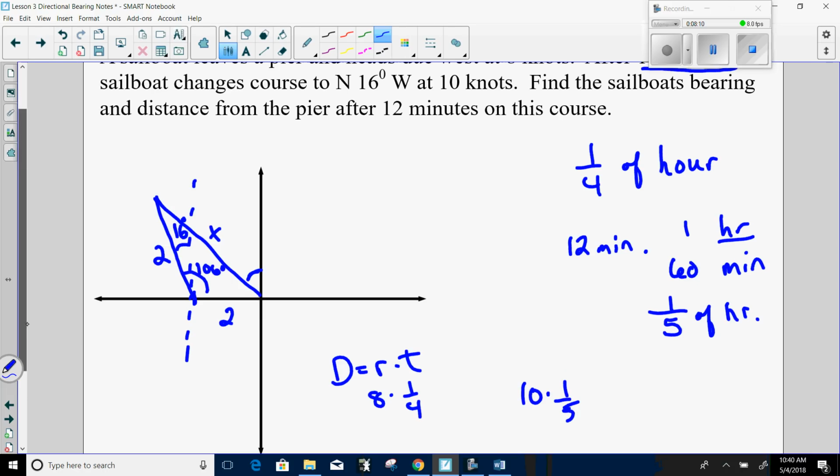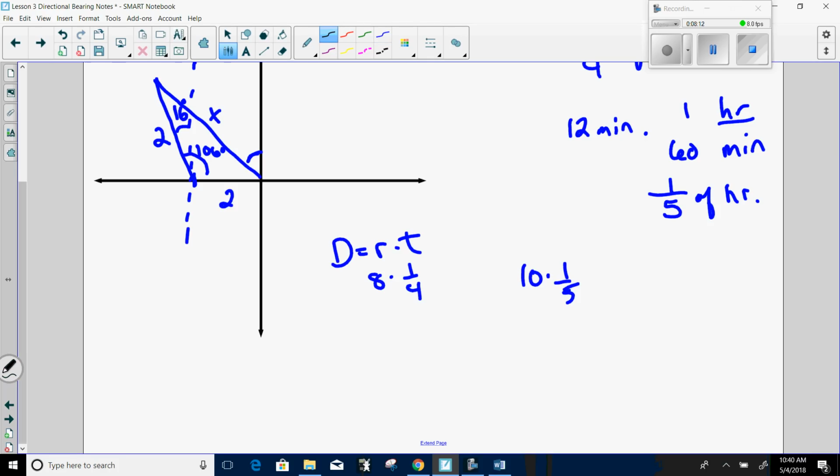So what I like to do is clean this up a little bit and draw a new triangle. I have a triangle that looks something like this. This distance here is 2. This distance here is 2. This angle right here is 106 degrees. So then what we're trying to do is find out what this is right here.